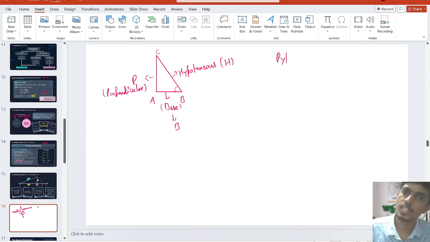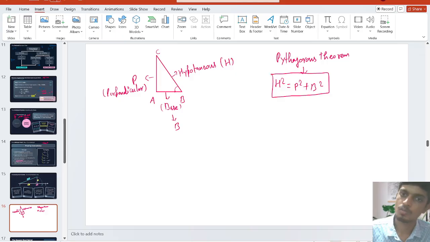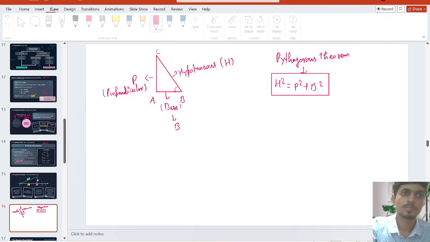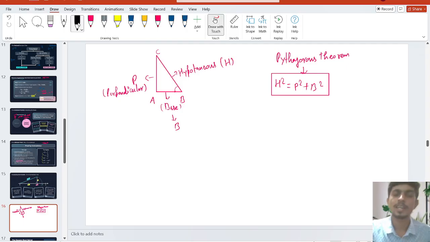What is the Pythagoras theorem here? The Pythagoras theorem says that hypotenuse square is equal to perpendicular square plus base square. This is the Pythagoras theorem.